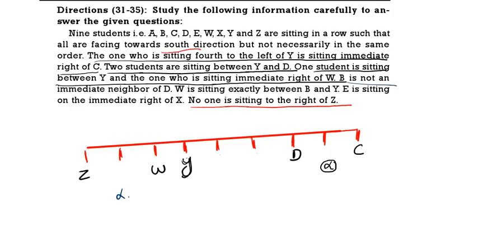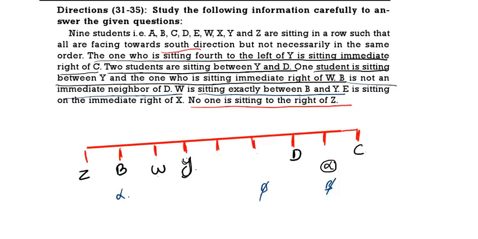Then B is not the neighbor of D. B won't come here and B won't come here. W is sitting exactly between B and Y. W is sitting exactly between B and Y.